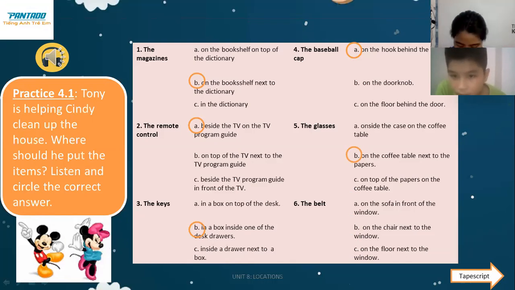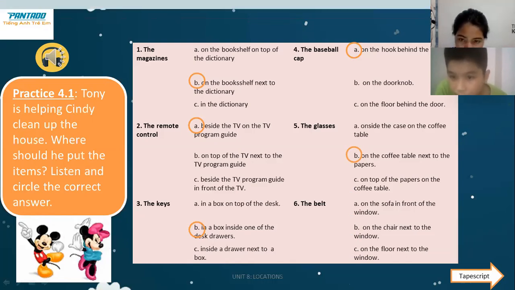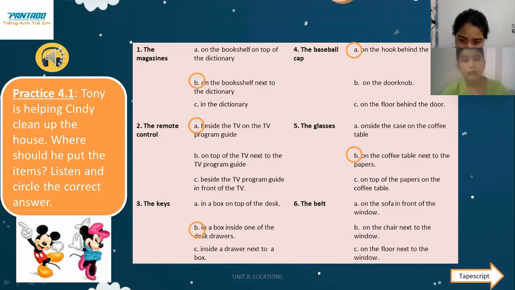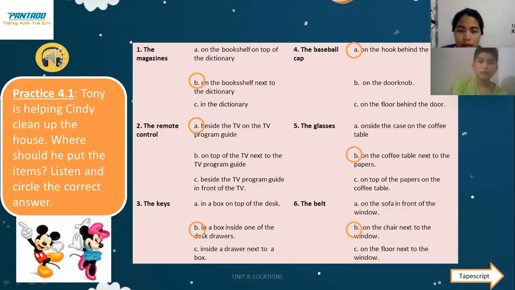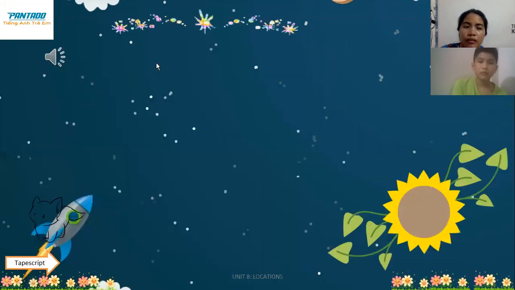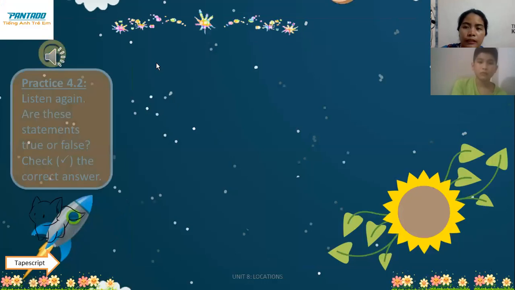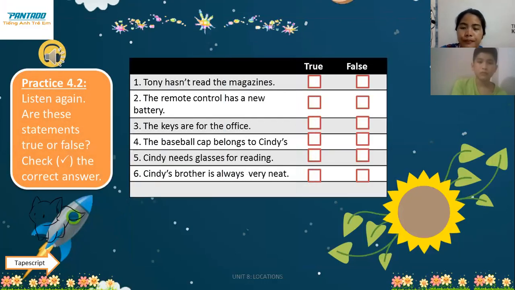Number six is the belt on the chair next to the window. That is letter B, on the chair next to the window. Next. Just listen, okay? I will give an example.